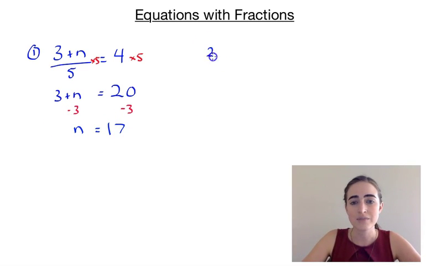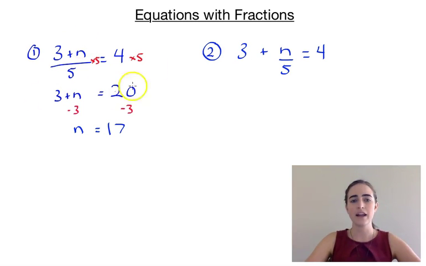Our second example, at first look, looks very similar. We've got 3 + n over 5 is equal to 4. The difference between our two equations is that in this one, that divided by 5 is only affecting the n, whereas in our first problem, it was affecting that whole 3 + n term.